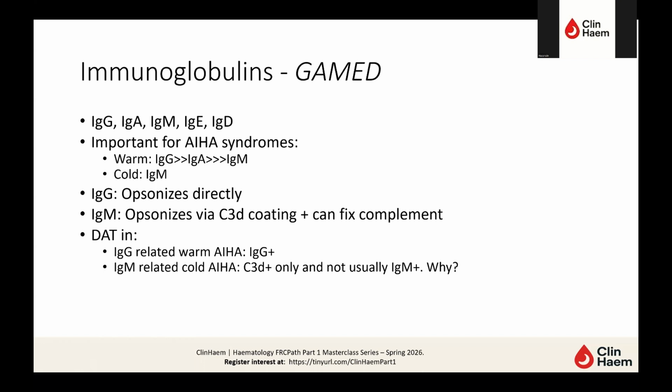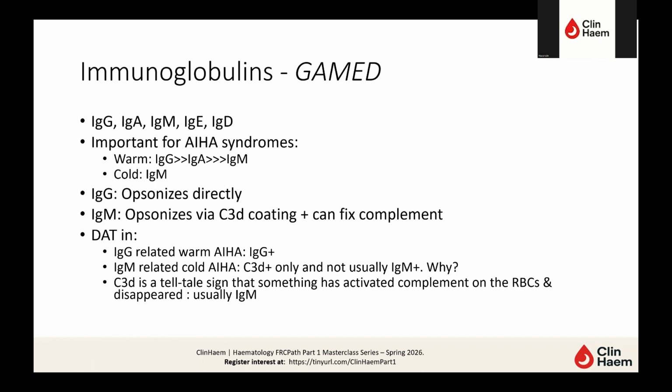So if you see a DAT that's positive with C3D, it's a telltale sign that something has acted on the red cell. Something has activated complement on the red cells, and now it has disappeared. And that something is most commonly a cold IgM antibody. Does that make sense, or does it require any clarification? Because this is the most important thing to understand the DAT screens in the subtypes of AIHA, which we will come to in a second.